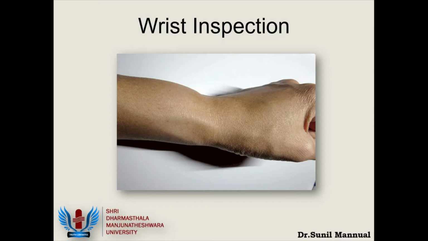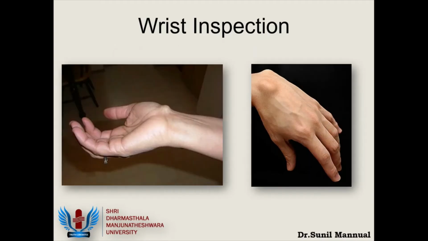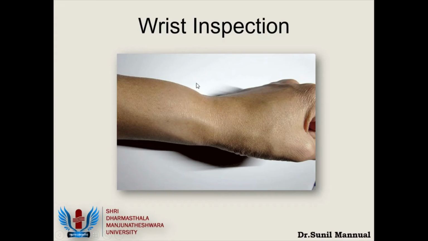You're also looking for basically scars, sinuses, pulsations, and visible veins and visible pulsations. So these are the things that you're looking for, and you're looking for these things both dorsally as well as volarly. So here, if you notice, you will see a generalized swelling of the wrist. And which side is it? It is on the dorsal side.